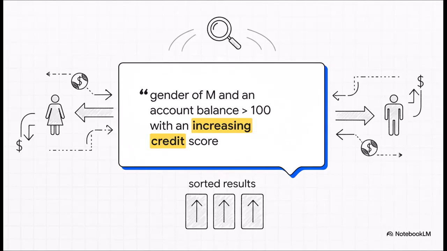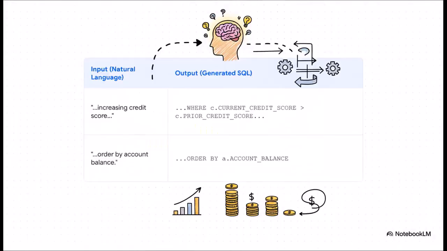But now, check out the new way. Instead of clicking through a form, you just type what you want, like this. Find me a customer with a gender of M, an account balance over 100, and an increasing credit score. You can even tell it how to sort the results. That's it. That is the entire request. And this is where the real magic happens.